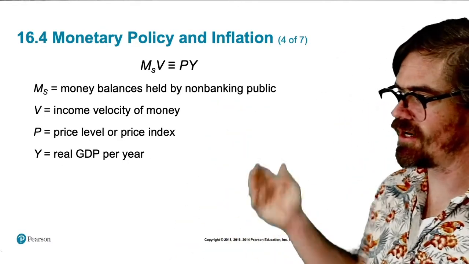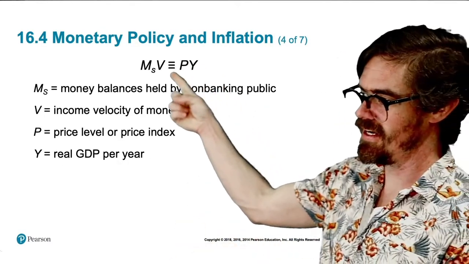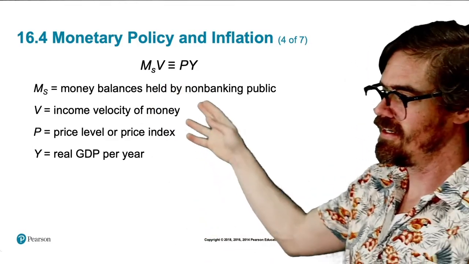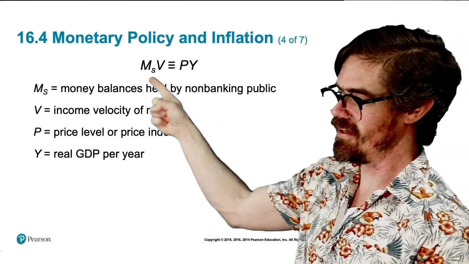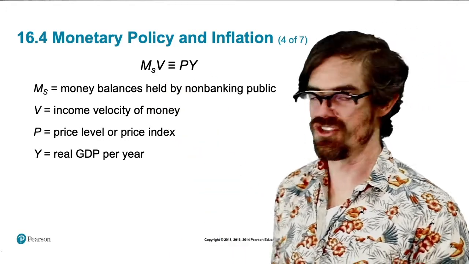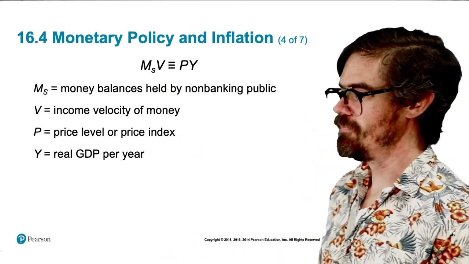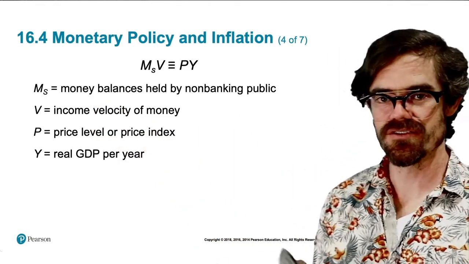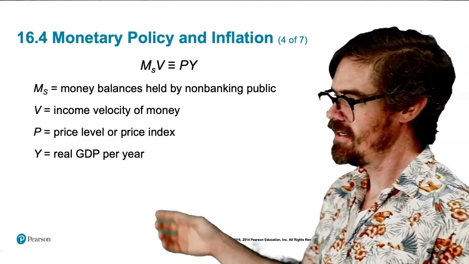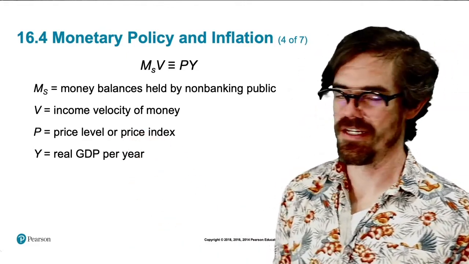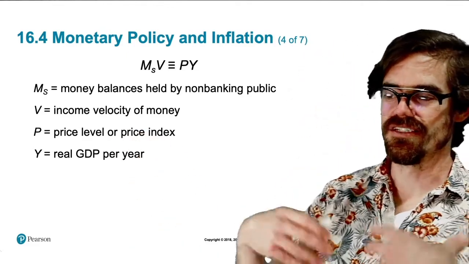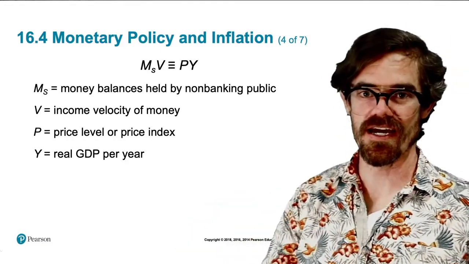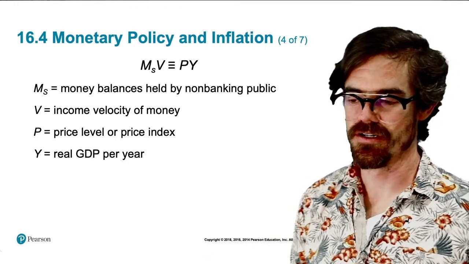Okay, so here's our equation. It's an identity. That's why it has this thing with three bars that looks like an equal sign, but it basically means that this is true by definition. Again, MS is the money balances held by the non-banking public, so this is basically the money supply. V is the income velocity of money. This is the number of times the money supply is turned over in a year. How many times is the money supply spent in a year?